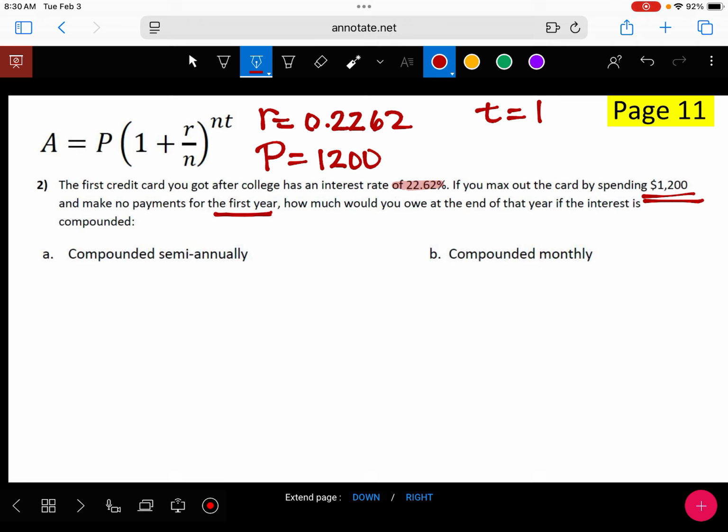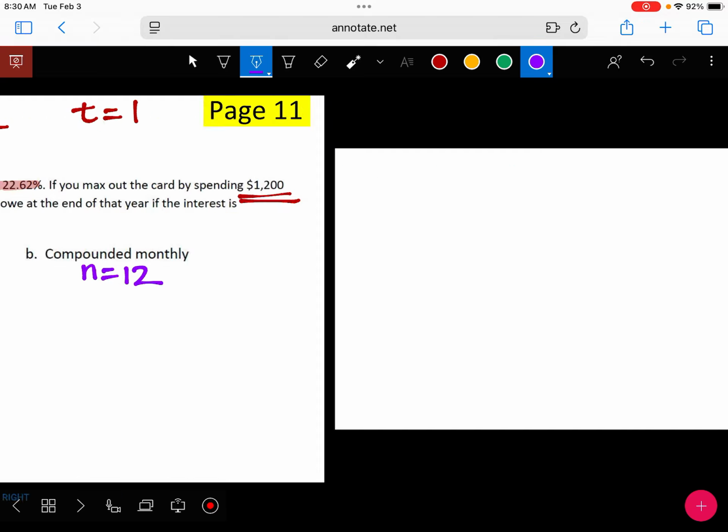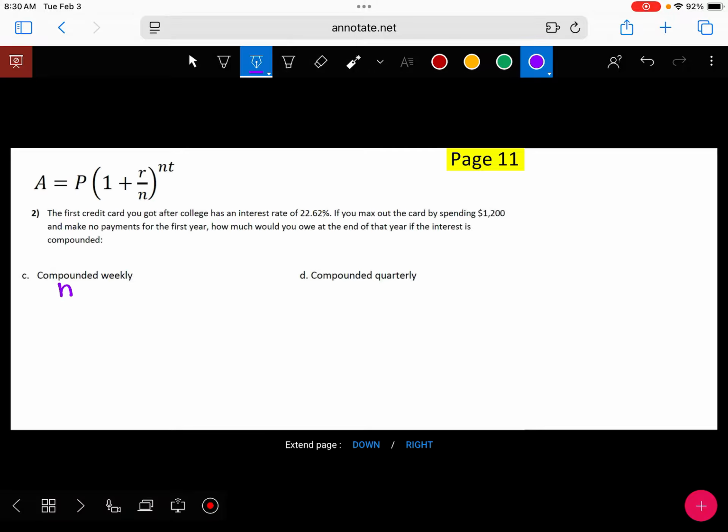So let's start off with A, semi-annually. If it's semi-annually, what's my n value? If you're not sure, go back to the first page. That means we cut it in half. If I take a stick and I break it in half, how many pieces do I have now? 2, so N equals 2. Monthly, N equals 12. B, weekly, N is 52. C, D, quarterly, N is 4.